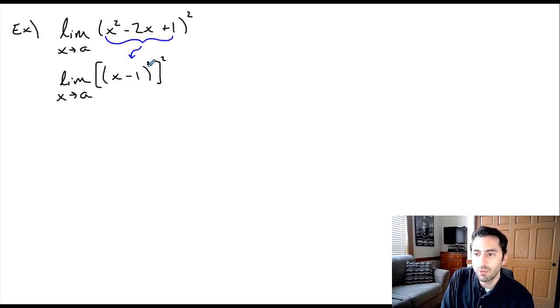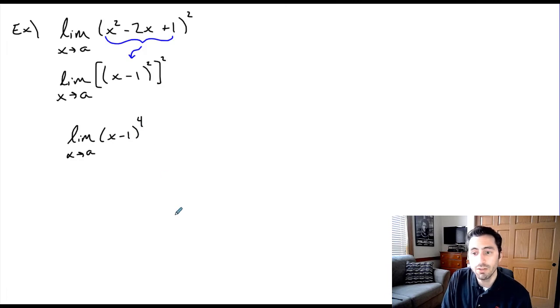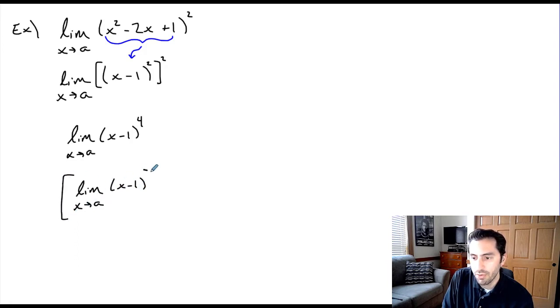So here I have something that's raised to a power, raised to another power on top of that. I can just multiply these exponents together to simplify it even further. So the limit as x approaches a of x minus 1 to the 4th. Okay, now let's use our new corollary, so our property. Our property says if we have something raised to an exponent, we can change that into the limit as x approaches a of the function, and then we can take this whole thing and raise this to the fourth power.